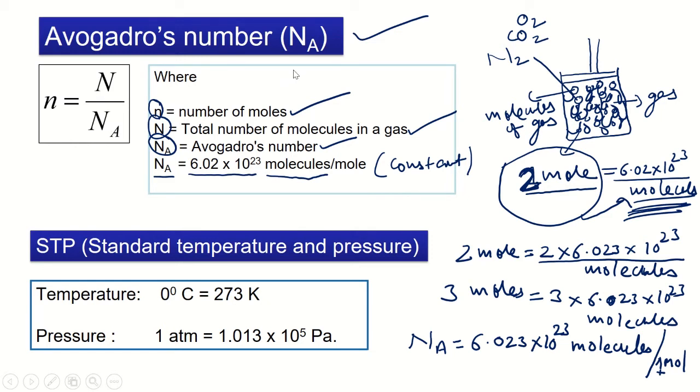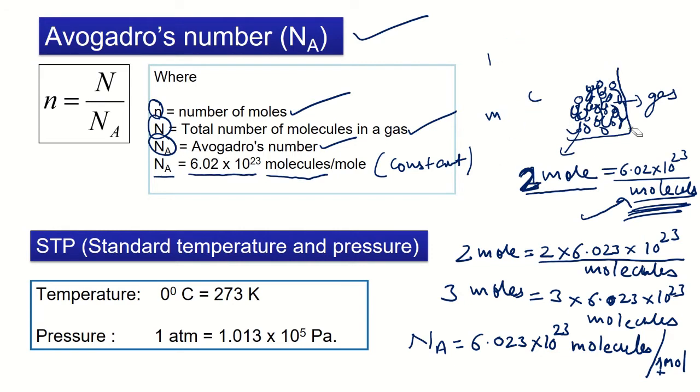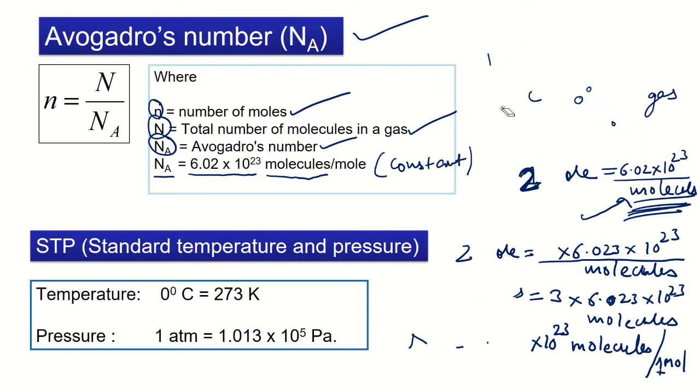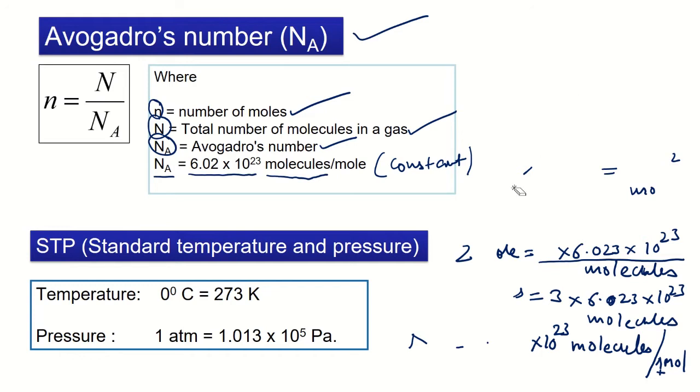So if I say there is one gas cylinder like this, and in the gas cylinder there is a gas.